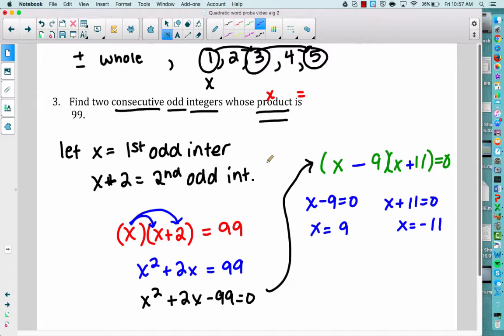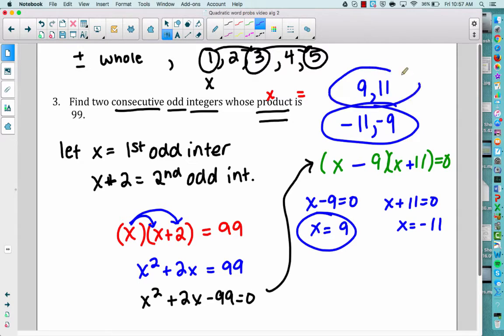All right, so the first possible odd integer could be 9. If 9 is the first odd integer, the next one would be 11. Okay? All right, so if x is negative 11, so I have two possible answers. If x is negative 11, the next odd integer would be negative 9. So both of these actually work. So I have two solutions to this quadratic, okay?